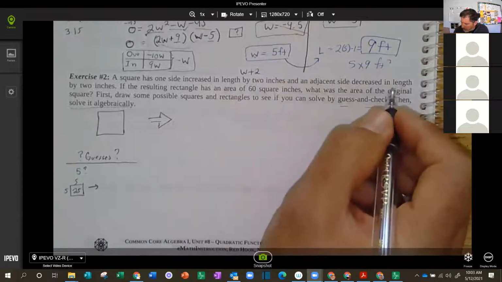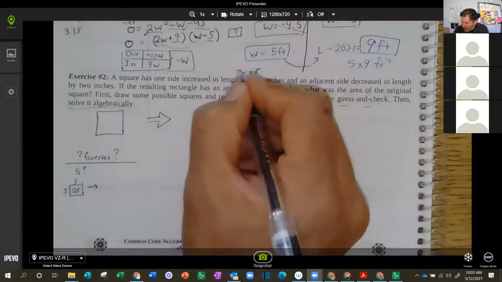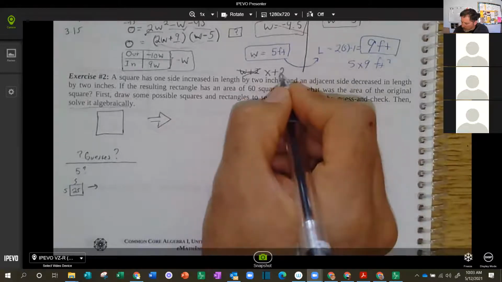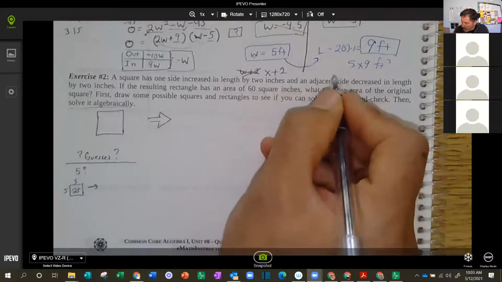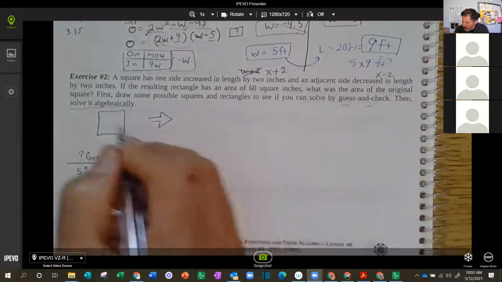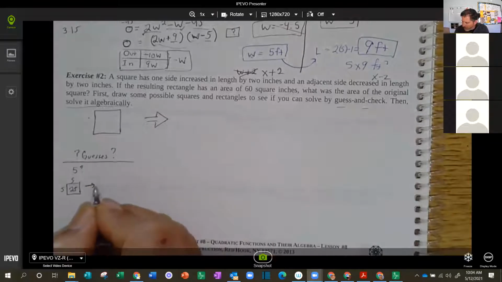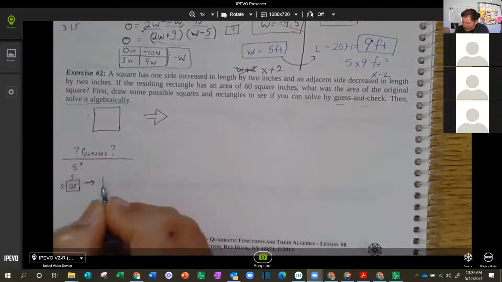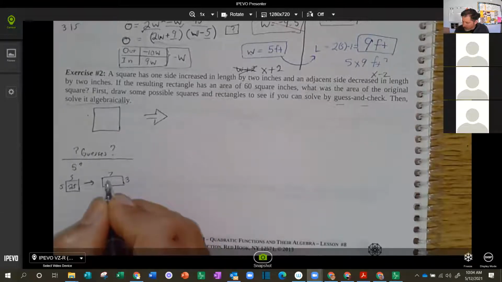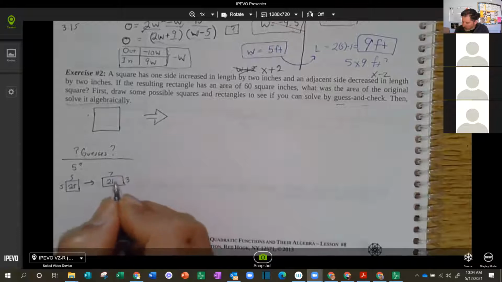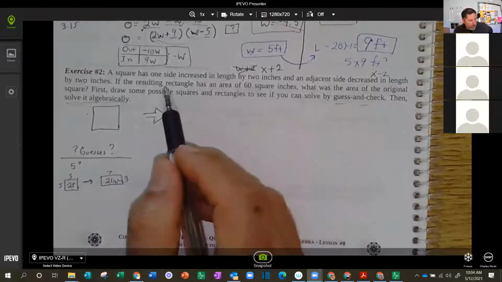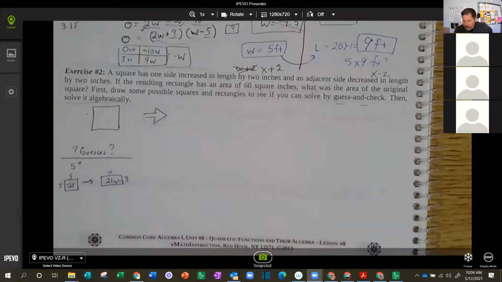And then the adjacent side decreased in length. I don't even need to write W, I can just write X because all the sides are equal. The length increased by 2, and this says the adjacent side decreased by 2, so the adjacent side is X minus 2. So what we're saying here is if this was originally 5 by 5, it would transform to a 7 by 3, and its new area would be 21 inches squared. And that is not true because it says its new resulting rectangle is 60 square inches.